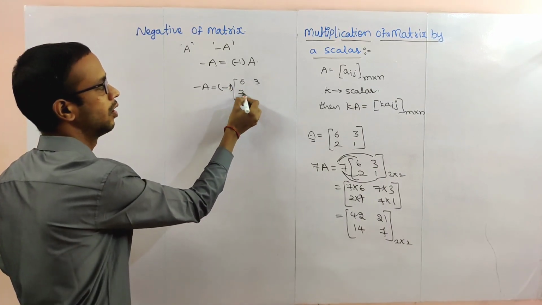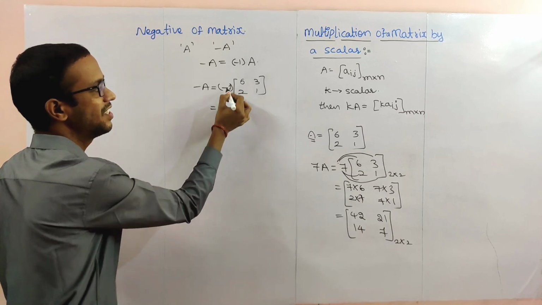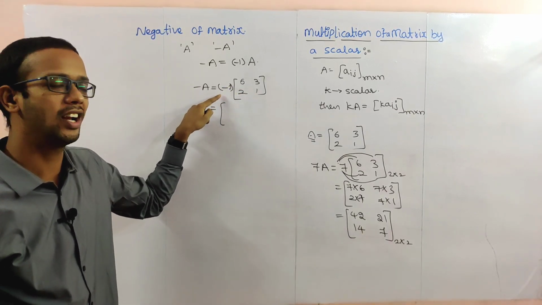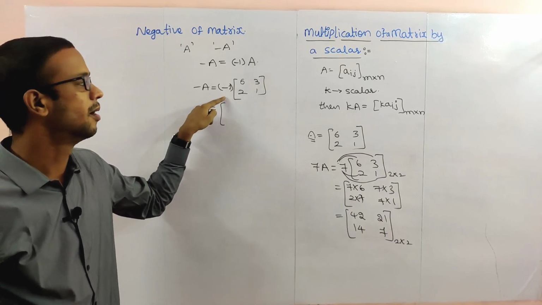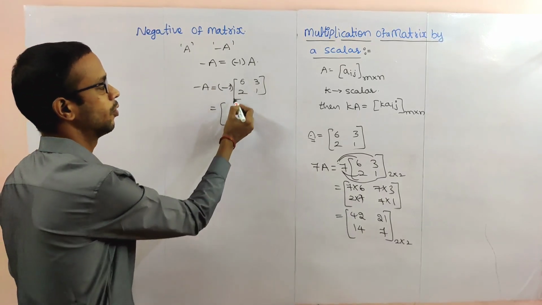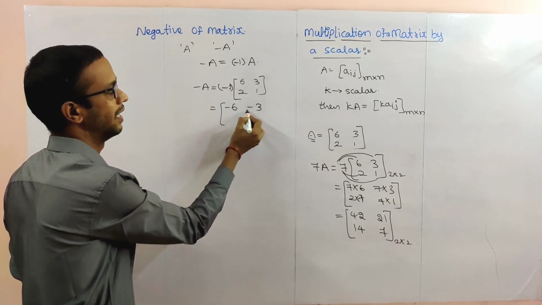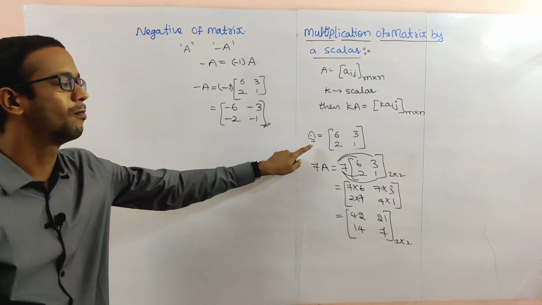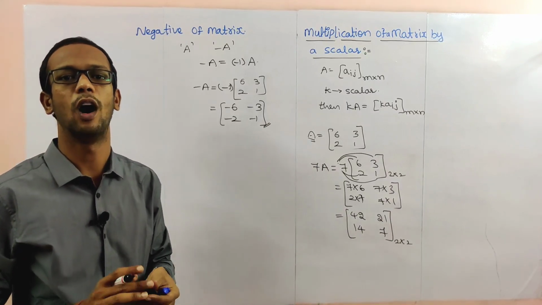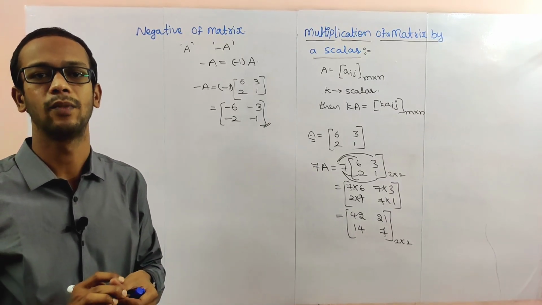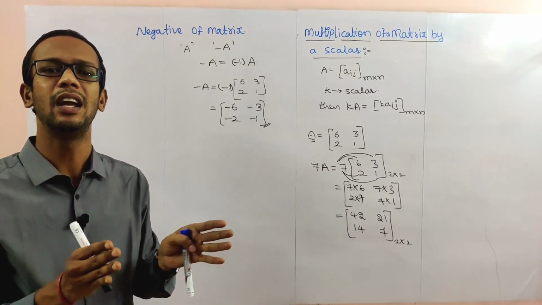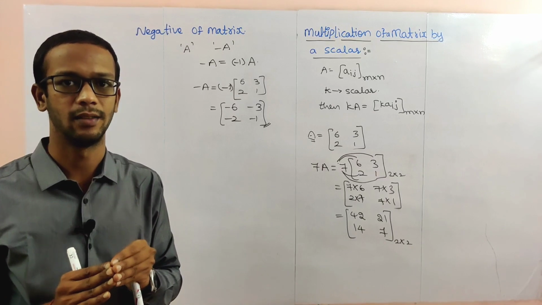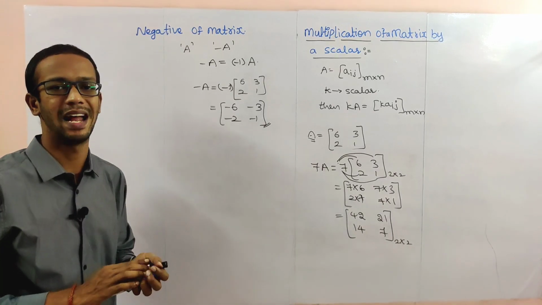6, 3, 2, 1. This is scalar multiplication: each and every element of the matrix is multiplied by minus 1. So what you get is minus 6, minus 3, minus 2, minus 1. This is the negative of matrix A. Negative of a matrix means simply changing the signs of each and every element in the matrix. This is called the negative of a matrix.